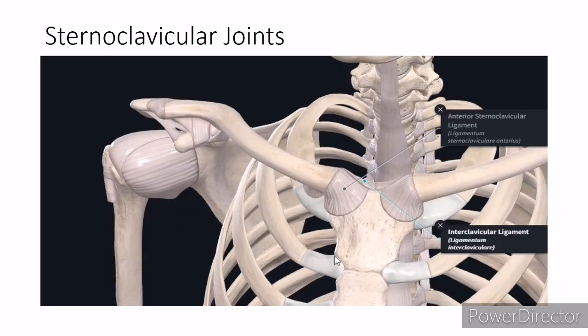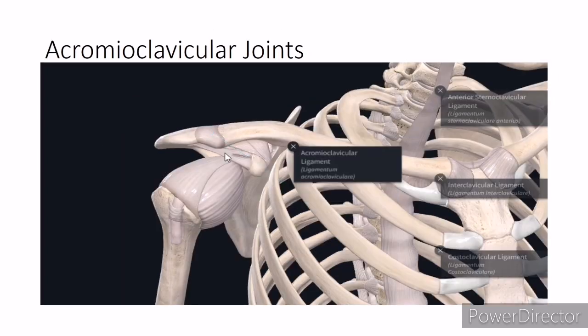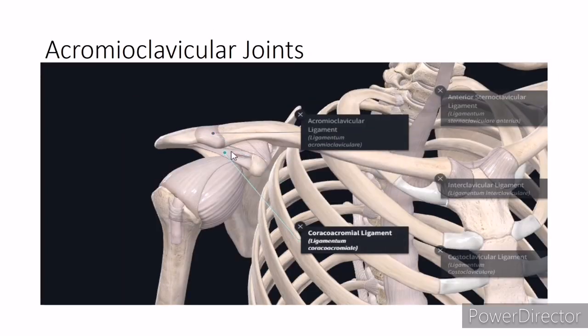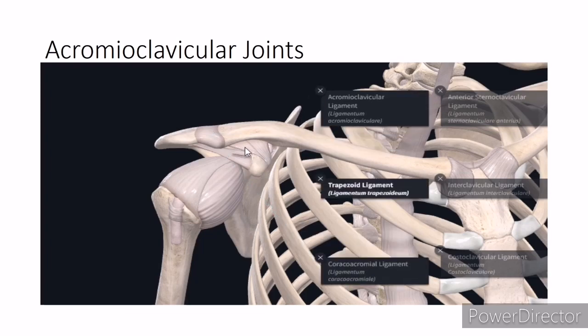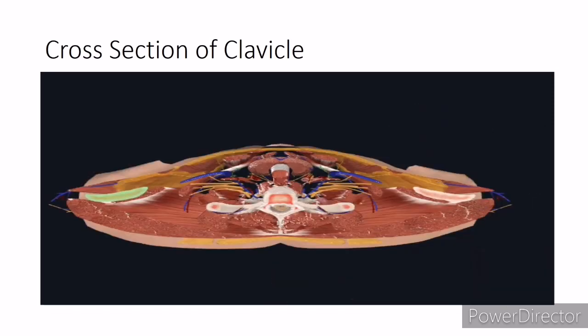Another part of the osteology are the joints. First are the sternoclavicular joints. Second are the acromioclavicular joints. And notice the specific ligaments attached. Look at the cross-section of the clavicle.